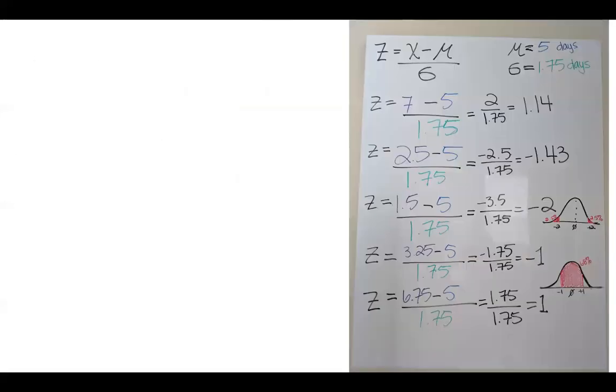So I did all of this math on the whiteboard in my home office. At the top here, I put our formula for our z-scores. It is our observed raw score value, x. Subtracted from that, we have our mean of mu, which is 5 days. And then our denominator is sigma, which is given to us as 1.75 days.